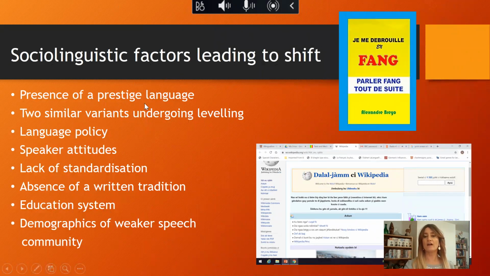First of all, here are some interesting images. So, this is a book about Fang in Gabon. This is the language spoken by the largest number of people, the indigenous language spoken by the largest number of people. But it's nowhere near becoming a lingua franca because it's not a language that's commonly understood by different ethnic groups. The title is I Get By in Fang. Speak Fang immediately. So that's an example of trying to combat language shift, okay, promoting Fang by producing a book that makes it seem very easy for you to master this probably extremely difficult language.